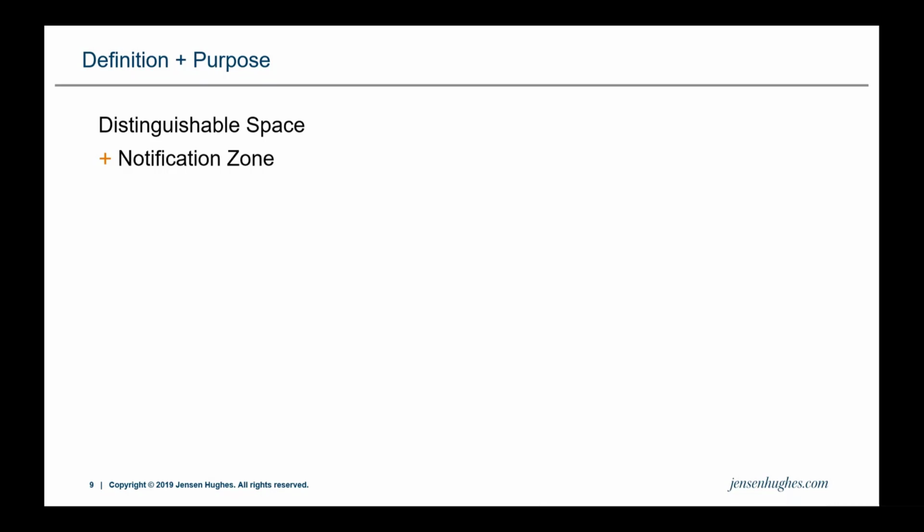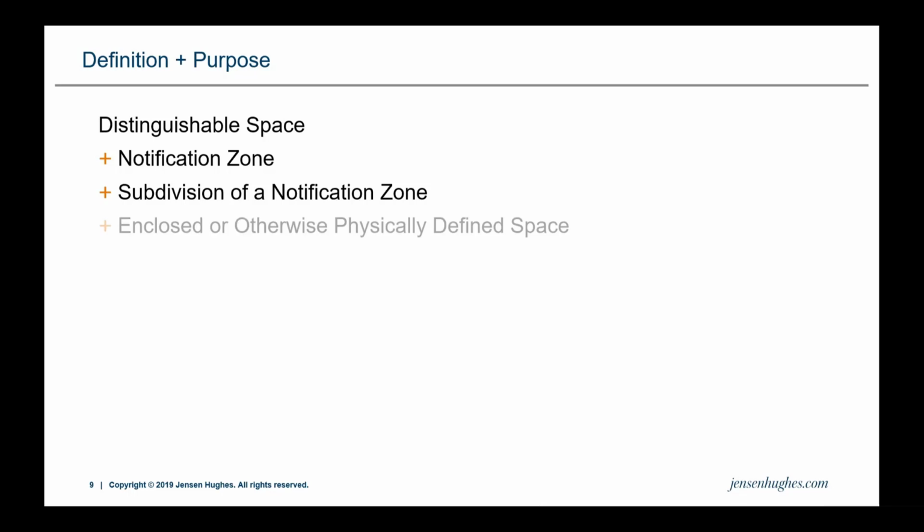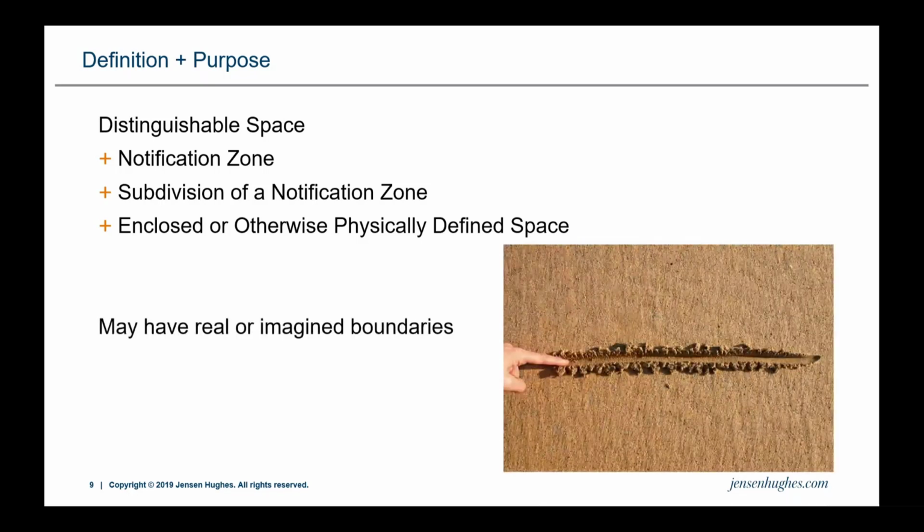So normally we have to break down the notification zone into some other subdivisions, subzones, to really narrow down how we're going to lay out our system. And again, these could be enclosed spaces or otherwise, however we define the space. In fact, they can have real or even imaginary boundaries. And we're going to touch on that towards the latter part of our presentation, of how we could have an acoustically distinguishable space with an imaginary boundary.